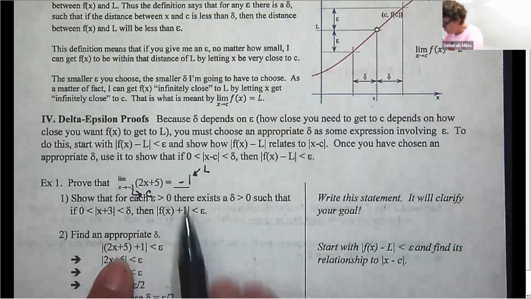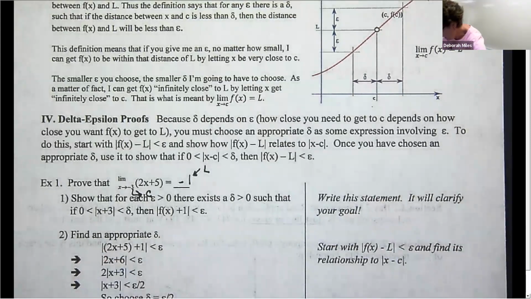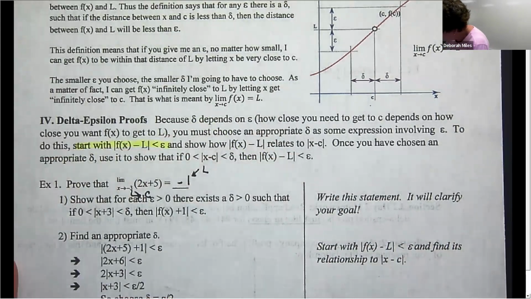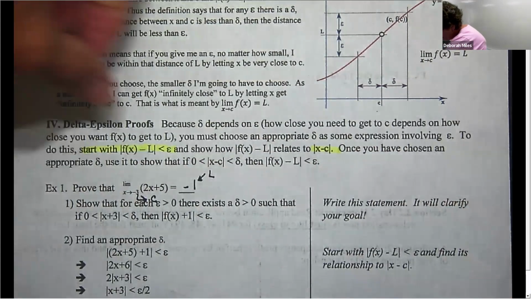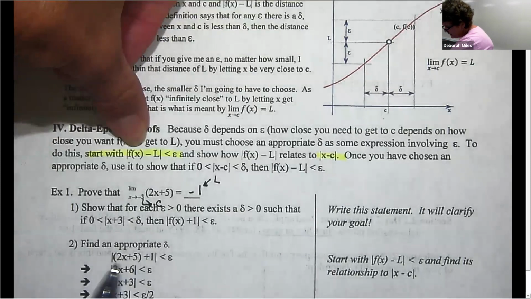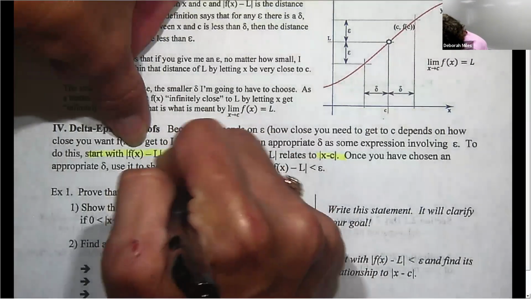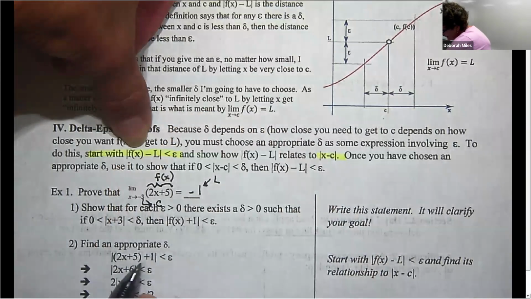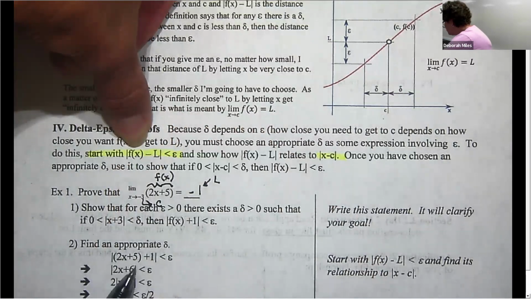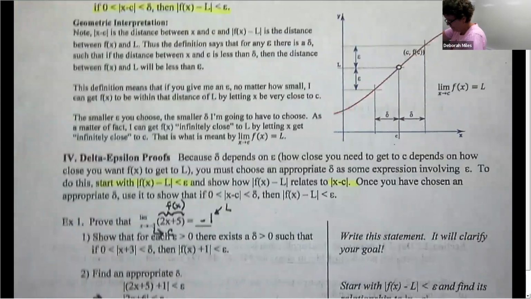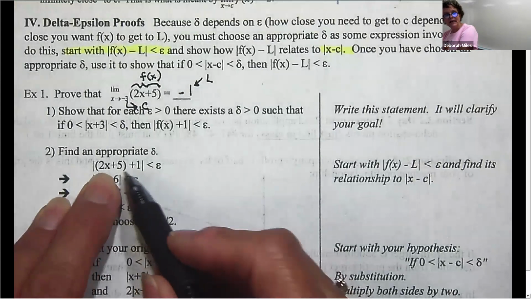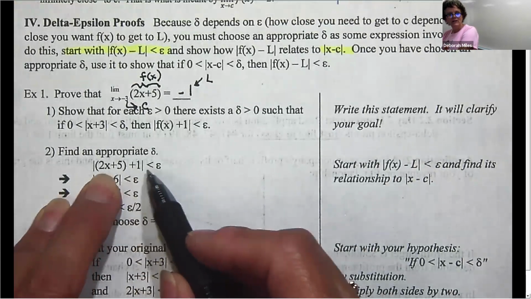Well, we start with, I like this for you. You start with this expression and work on it until it becomes that expression. So we start with the absolute value of f of x. In the place of f of x, I put 2x plus 5. Absolute value of f of x minus -1. Or I just typed +1 because that's what minus -1 is. Absolute value of 2x plus 5 minus -1 or +1 is less than epsilon.